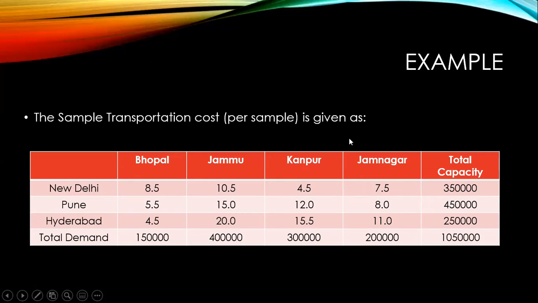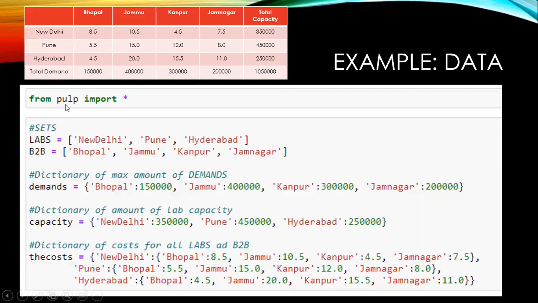Now we will solve it using Python code. We will use the PuLP library for solving this problem in Python. First of all, we will represent our data matrix. So this is our data matrix, and we make a list of laboratories and a list of business-to-business locations. These are the various demands. This is the dictionary of laboratory capacity, and this is the dictionary of cost for all labs and business-to-business demand.